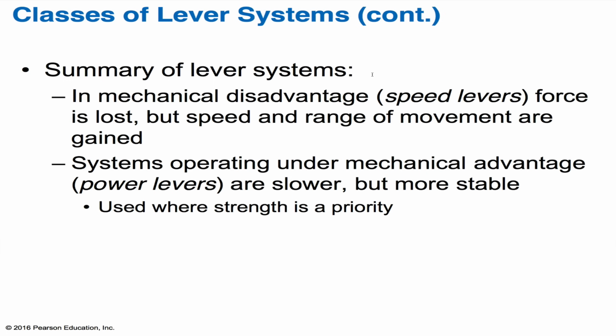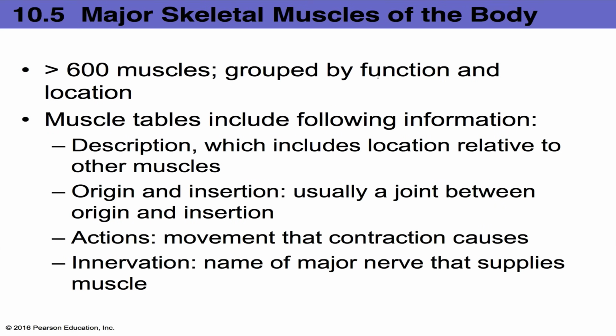And in systems that operate at a mechanical advantage, these power levers tend to be slower, more stable, and they're used where strength is a priority. So our body has over 600 muscles, and a lot of them are grouped by function and their location. In this course, with this book that we're working with right now, we're not going to be looking at all 600. We're going to be looking at roughly 125 of the muscles.